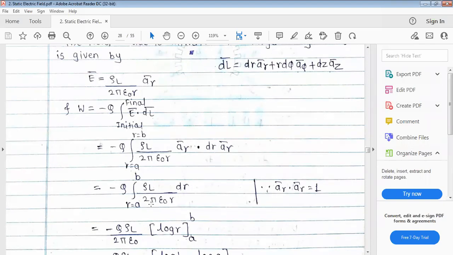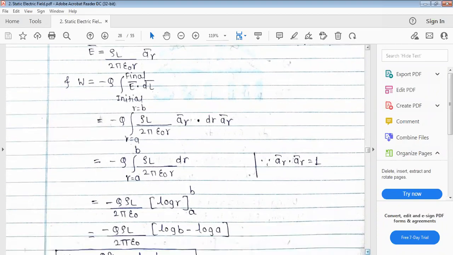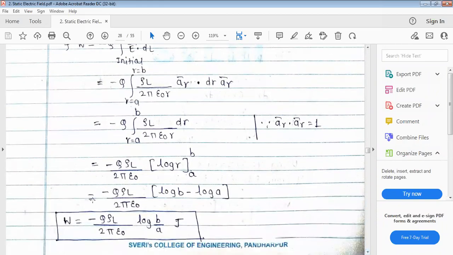Now rho L upon 2 pi epsilon 0 is constant, therefore it is taken outside. The integration of dr upon R is log of R, varying from A to B. So we can write the equation as minus q rho L upon 2 pi epsilon 0 into log B minus log A, or you can write it as log of B upon A, and this work done is measured in joules. Okay, is it understood?